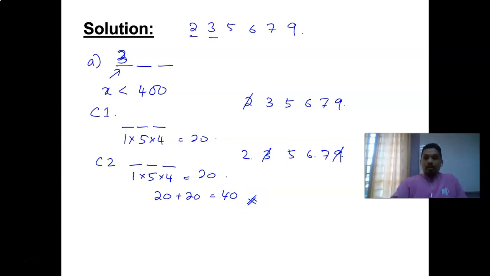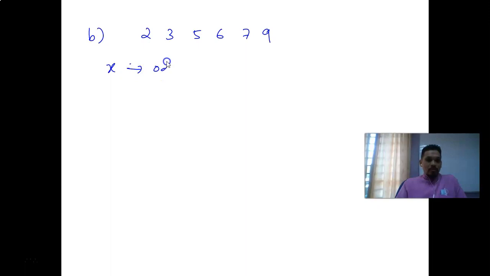Okay, then next, question B, with 2, 3, 5, 6, 7, and 9. 3-digit numbers, let's say X, which is an odd number. Odd numbers mean the last place ends with either 3, 5, 7, or 9. For example, 269 or 327.